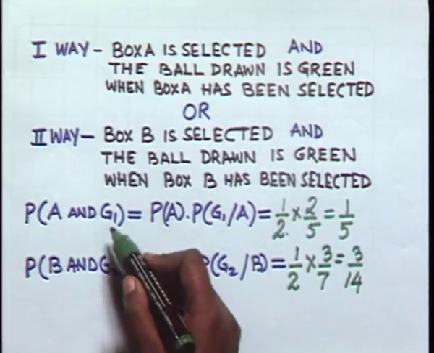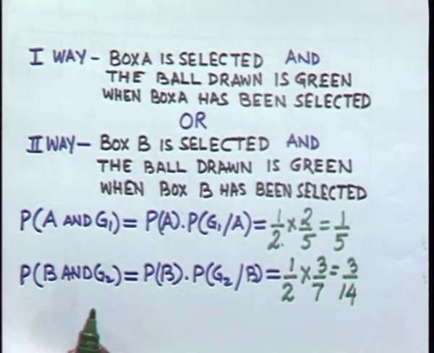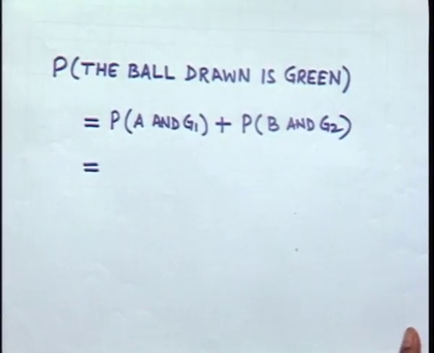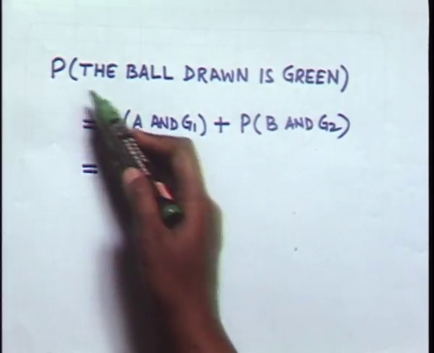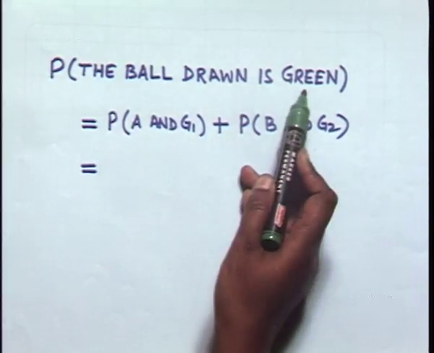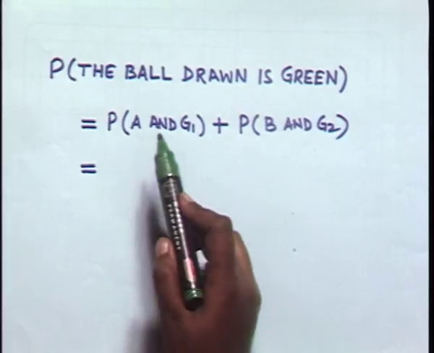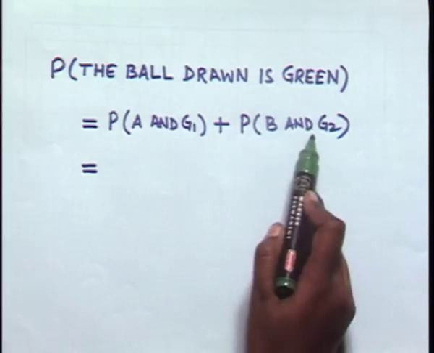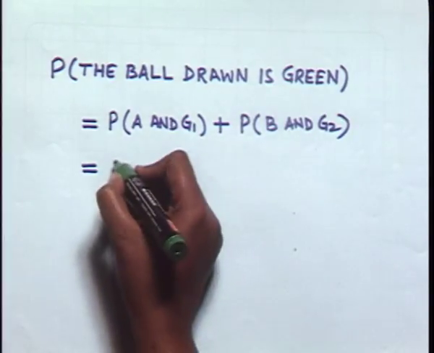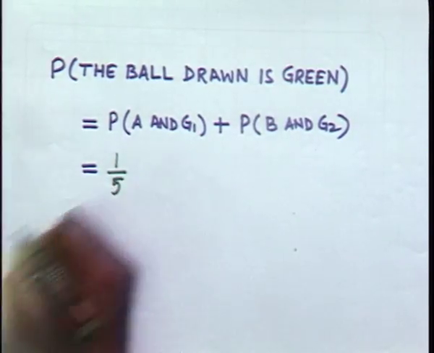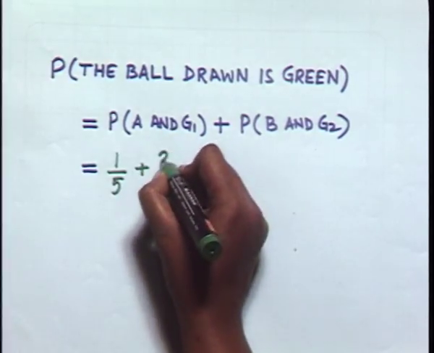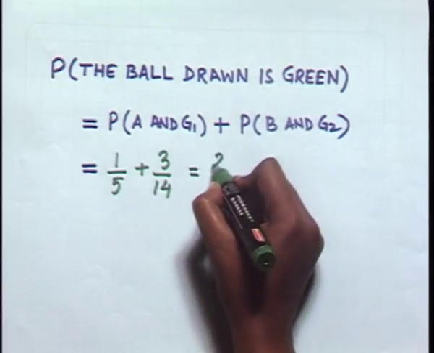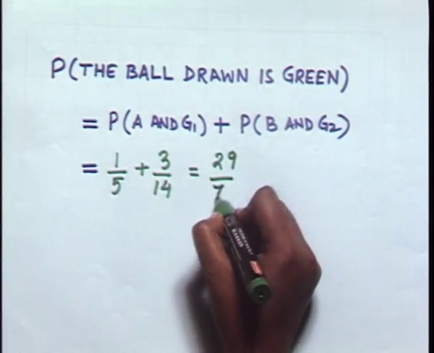But these two events are mutually exclusive, and therefore, we can apply the result for mutually exclusive events. So, probability of the ball drawn is green is equal to probability of A and G1 plus probability of B and G2, which is equal to 1 upon 5 plus 3 upon 14. So, this is equal to 29 upon 70.